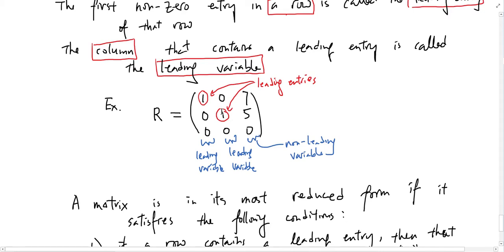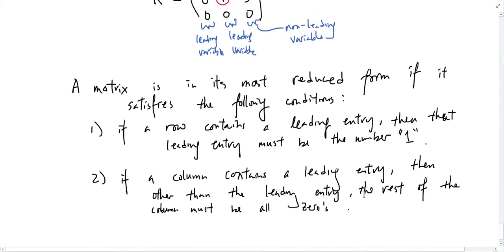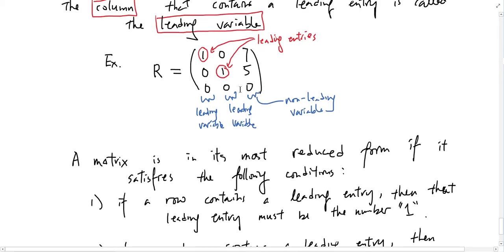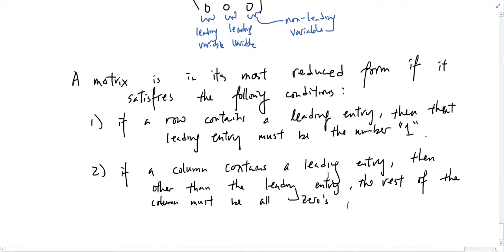The second column contains a second leading entry in the second row. The rest of them are both zero. Therefore, now it satisfies both conditions. As a matter of fact, in the ideal scenario, you want the leading entries to be along the main diagonal. But please don't force it. In some cases, there will be examples where that won't happen.